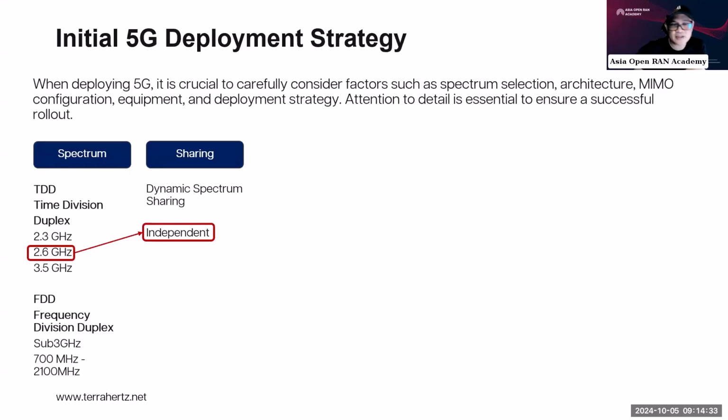Dynamic spectrum sharing is when you have a frequency, you can use LTE on one side, and then below is 5G. Or on the left is LTE, on the other side is 5G. That is dynamic spectrum sharing. Or you can use it as an independent technology using the frequency. Meaning the 2.6 is solely for 5G. That's it. Okay? There's no other technology sharing the same frequency. So you will decide. Operators still need to decide if the frequency that you have chosen for 5G will be dynamic spectrum sharing or independent.